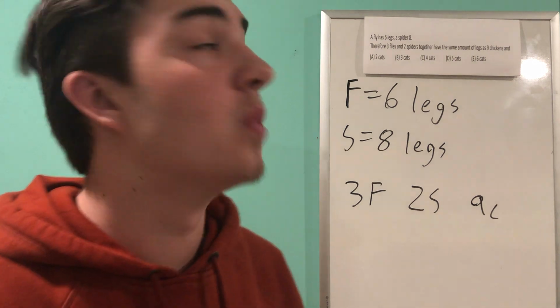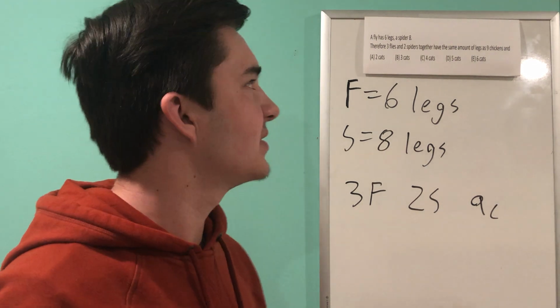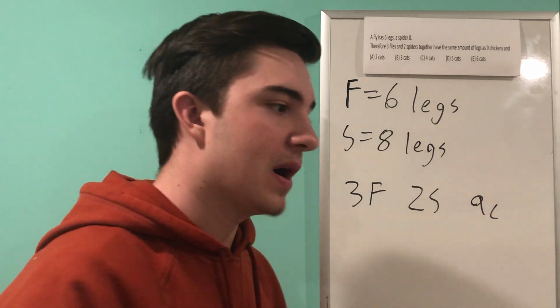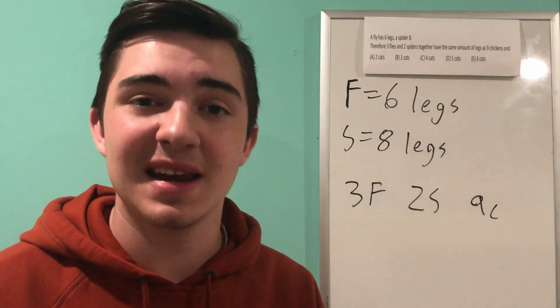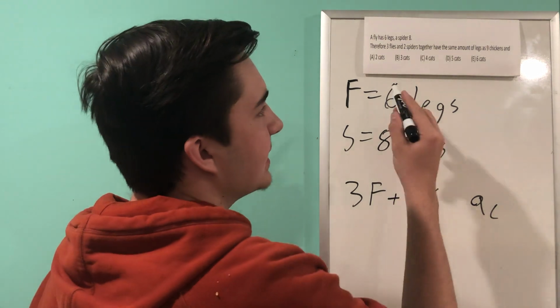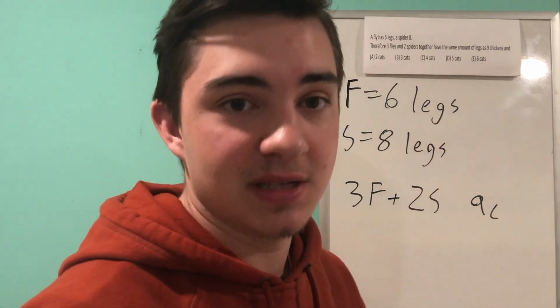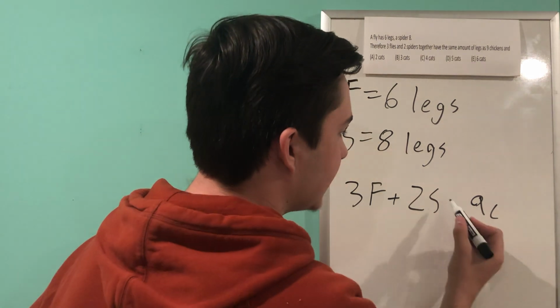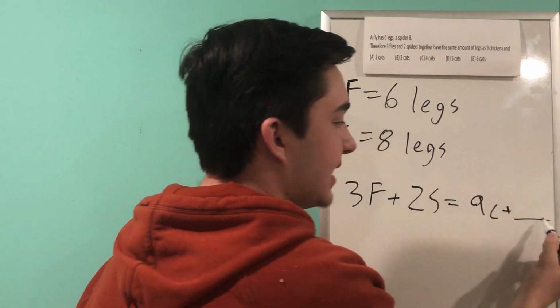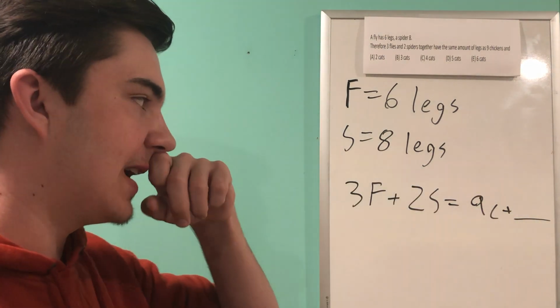So let's break this down more. Three flies and two spiders, right? Together, what do you mean by together? Well, that means they are added, right? So we'll add them, 3 plus 2, right? And then it says that they have the same amount, equal to. So that's equal to this, plus the answer. So this is what the answer is going to be. The answer is going to go on that line.